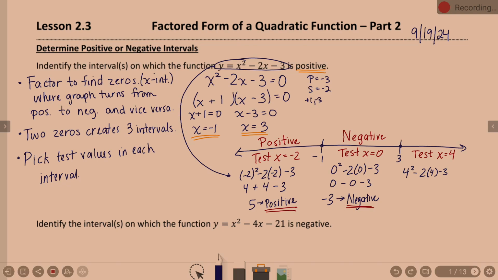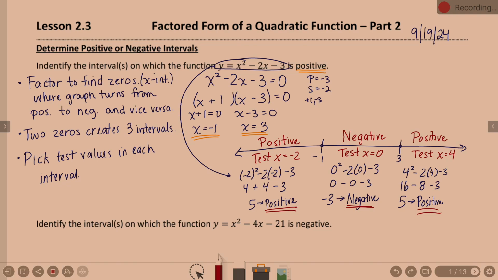4 squared is 16. 2 times 4 is 8. So I have 16 minus 8 minus 3. 16 minus 8 is 8. 8 minus 3 is 5. What do you know about the number 5? It is positive indeed. So what do we know about the whole section to the right of 3? It's positive.